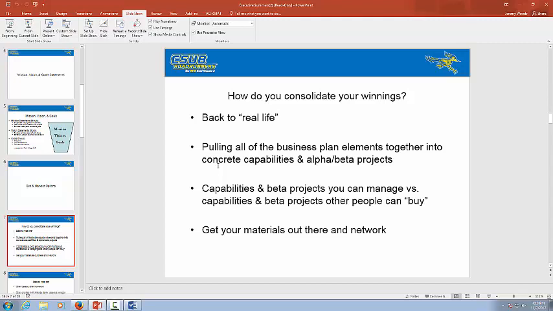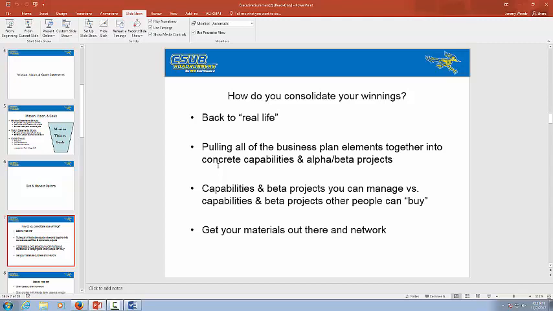For the beer delivery service, maybe being available every day is not realistic, but one day a week with a small group of people that you've developed as your customer base is something realistic to do, et cetera. So you want to take the business plan elements and create some kind of concrete capability that you're able to do, and then turn that into a project that you do as a hobby in your spare time after this class.